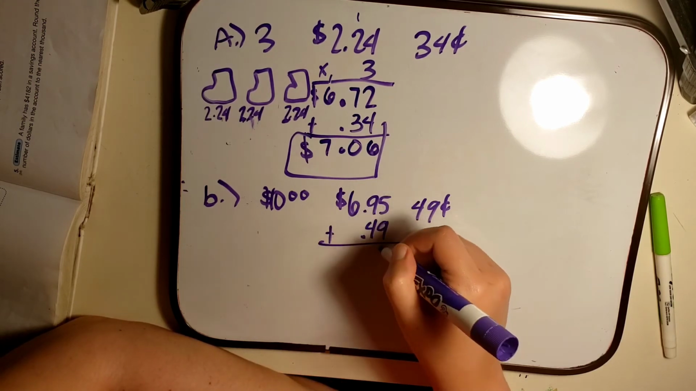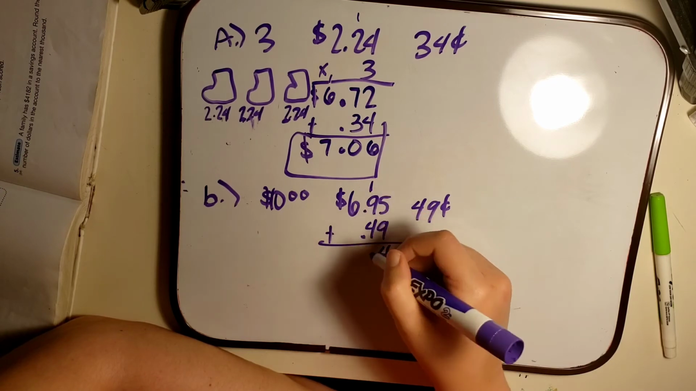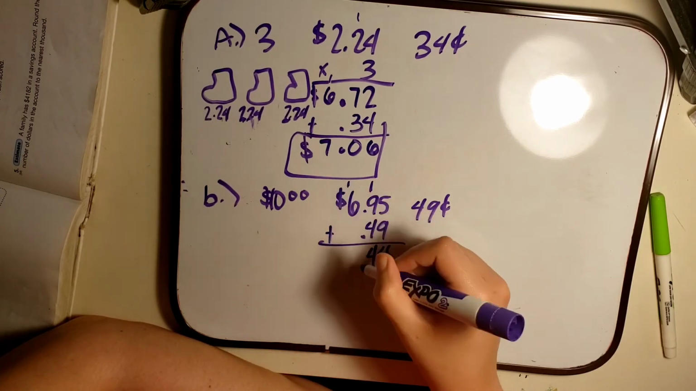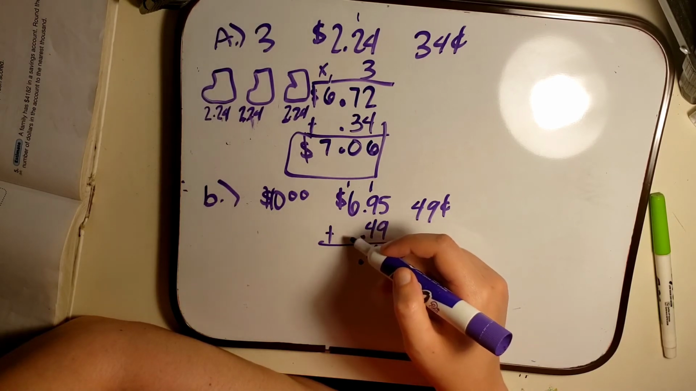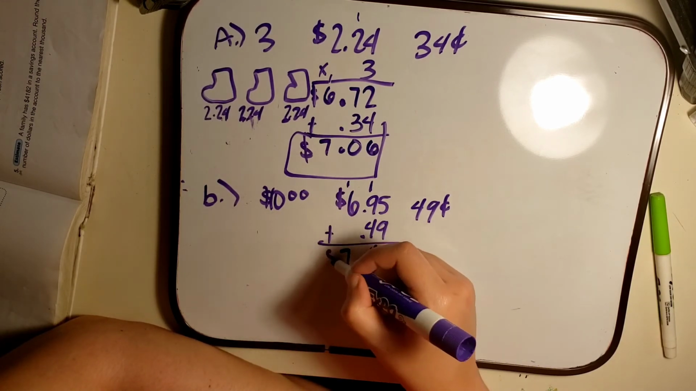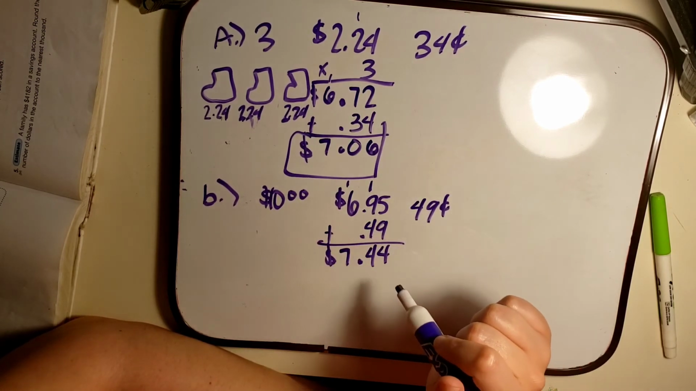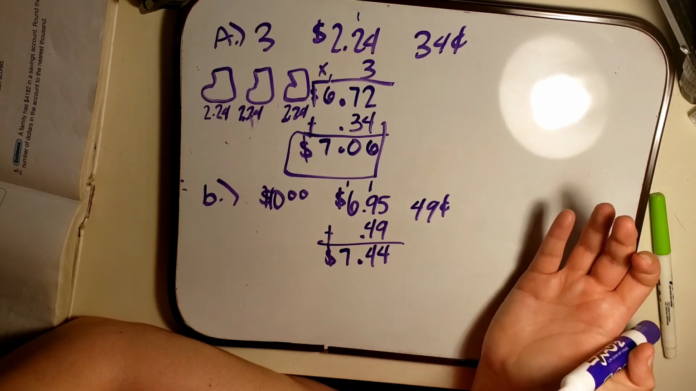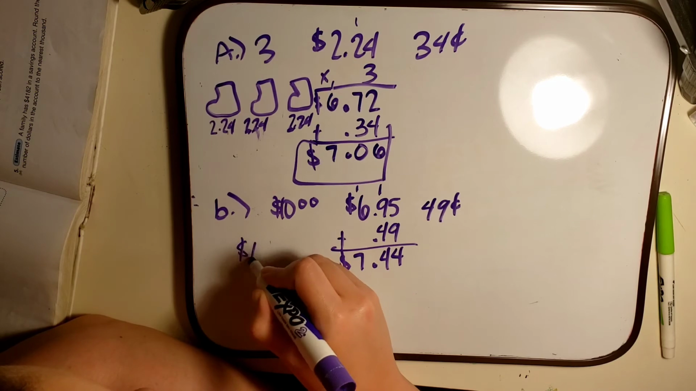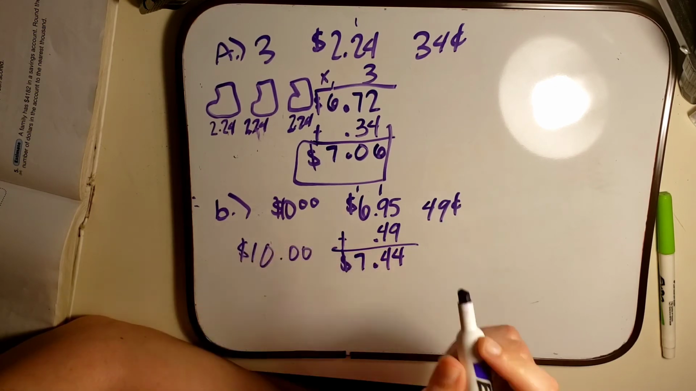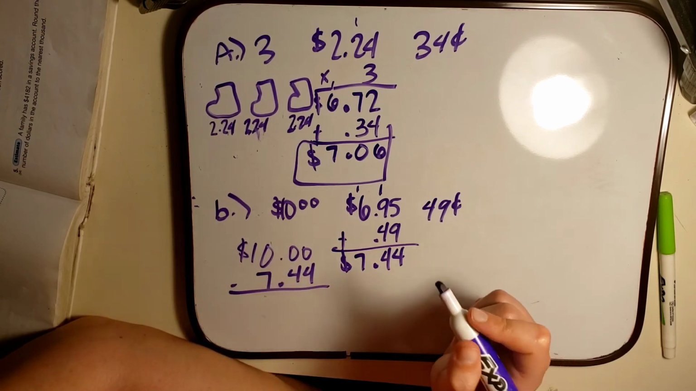All right, 9 plus 5 is 14. 4 plus 9 is 13, plus 1 is 14. Carry that 1, make sure I bring down that decimal. And 6 plus 0 is 6, plus 1 is 7. So in total, he paid $7.44. Now we have to figure out how much change he gets back. So we've got our $10 and our $7.44. And we're going to subtract.